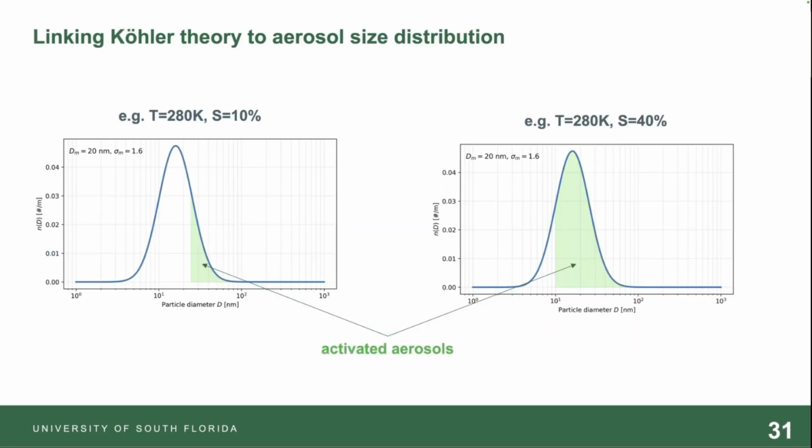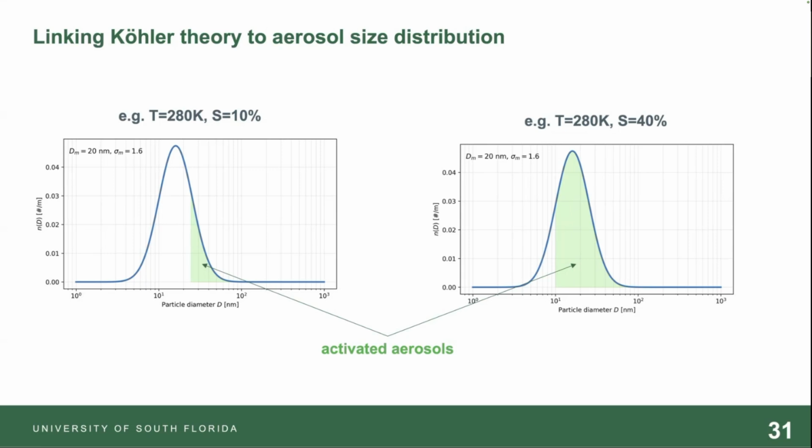And now we link this to Kappa-Kohler theory, so that activation theory. So we see this same log normal size distribution curve, the blue curve here. And the left-hand plot shows a supersaturation of, for example, 10%. This is just a hypothetical case. And we can see this green area under that curve, that tells us essentially the amount of aerosols in this size distribution that have activated.